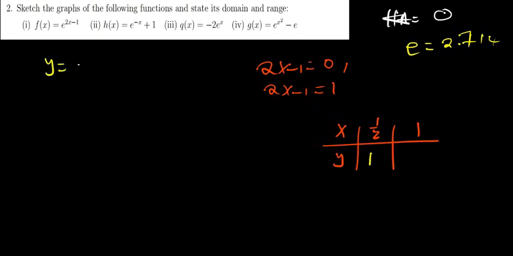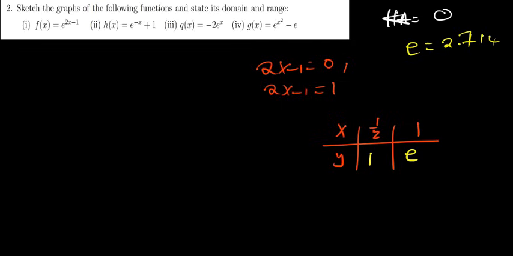Y is equal to e raised to the power 2 times 1 minus 1. That gives me 2 minus 1, which is e to the power 1. Any number to the power 1 is the number itself. So you don't have to replace e with 2 point something, but you should just keep in your mind that e is approximately 2.7 something.